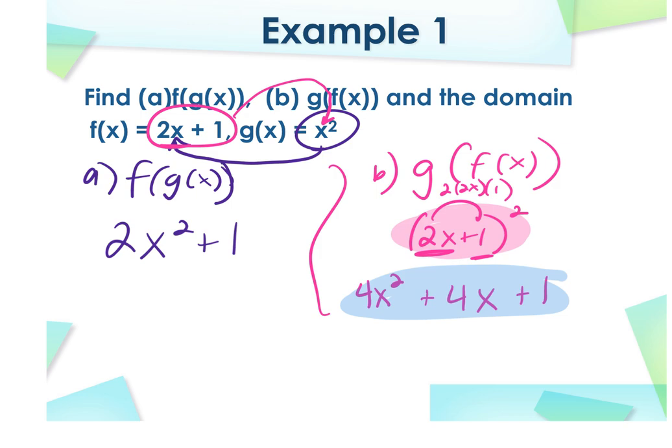So on A, I am first looking at g of x. Does g of x, x squared, have a domain restriction? What am I looking for when I say domain restriction? Variable under square root, variable in the denominator, or the combination of the two, right? Neither of those things are happening. So there's no domain restriction on g of x. You with me on that?